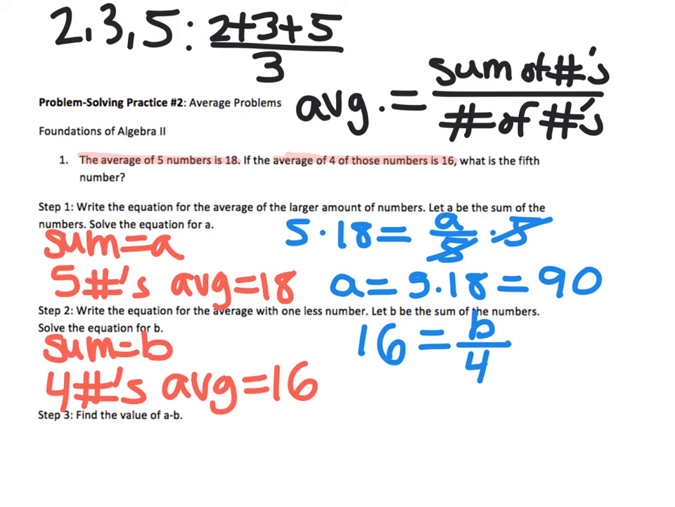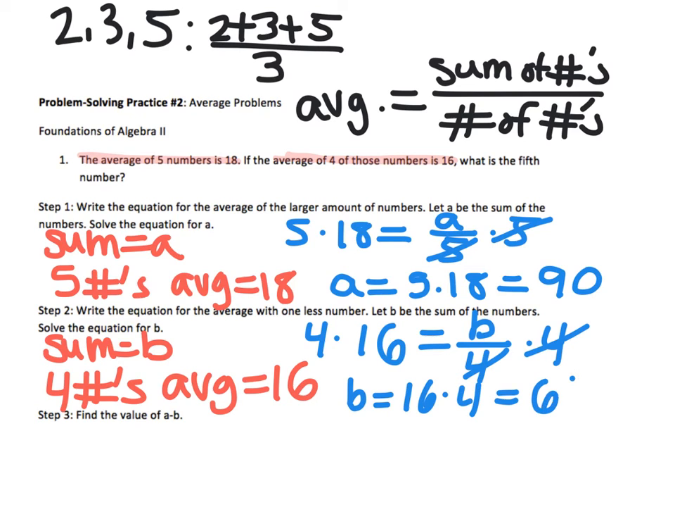Again, to solve for B, we're going to have to get rid of that 4 out of the denominator. So since B is dividing by 4, we're going to do the opposite operation with multiplication. So we'd multiply both sides by 4. This 4 would cancel out. So B is equal to 16 times 4, which is equal to 64.